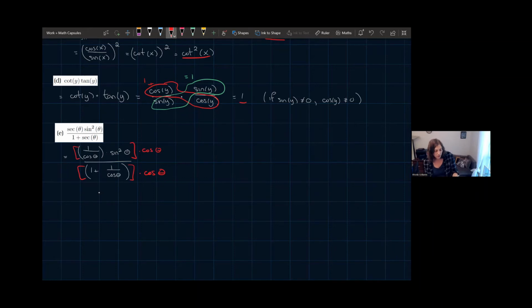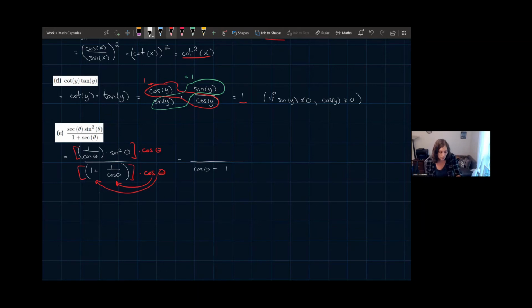In the denominator, it would distribute. So each term gets multiplied by cosine. I'll write what that gives. So in the denominator, I would get 1 times cosine is cosine. And then 1 over cosine times cosine is 1. And maybe you're thinking of the canceling out thing here. That's if cosine is not equal to 0. I'll worry about that a bit later.